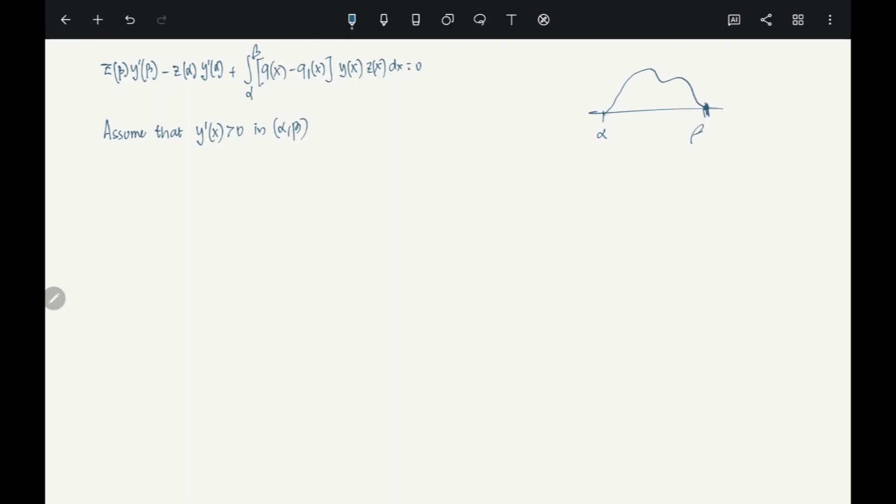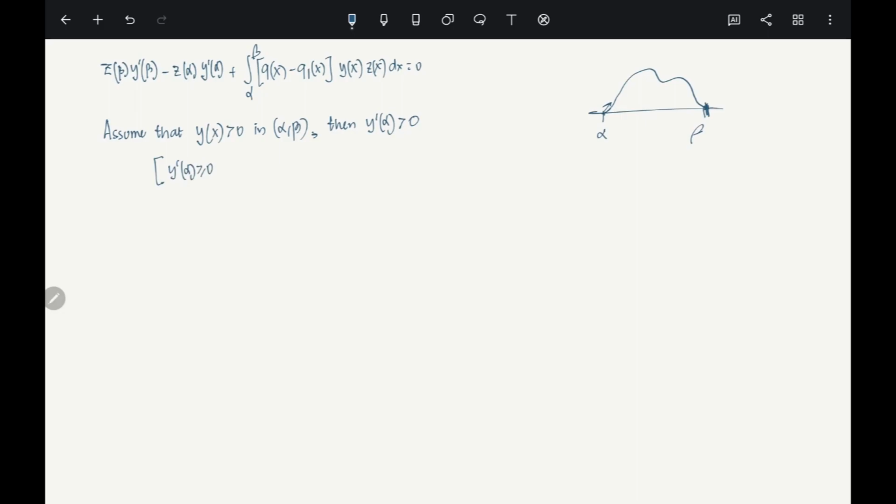So we are assuming y at the point x is positive in the open interval (alpha, beta), and y at alpha and y at beta are 0. Then what happens to y'(alpha)? This is strictly greater than 0. Why? You do realize that it has to be increasing, right? So y'(alpha) should be greater than or equal to 0. It can be greater than or equal to 0.